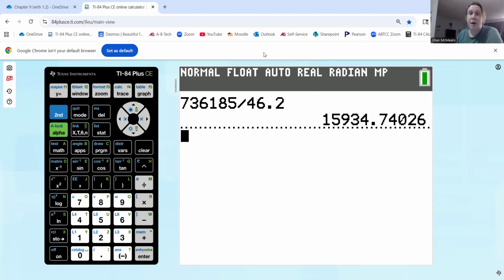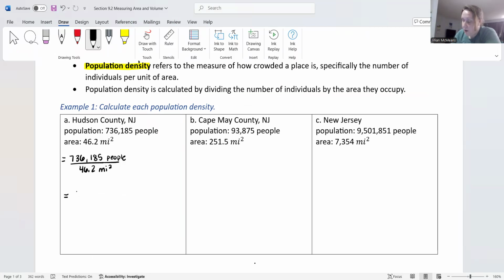15,935 people per square mile. So let's go back to our worksheet. And we would say the population density for Hudson County is 15,935 people per, you can do the little slash that means per, single square mile. Now, you can write square miles as MI with a little exponent of 2, or you can write it like this, SQ for square and then MI for miles. Either one is perfectly acceptable.